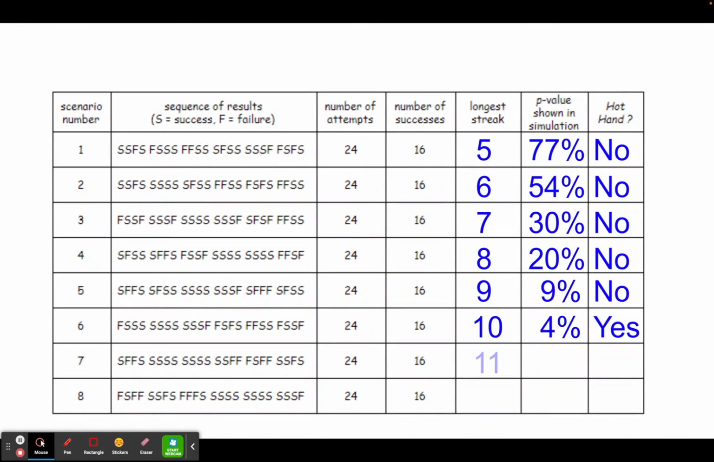In scenario number 7, they have a streak of 11. From the dot plot, we can see that our p-value would be 3%. We would reject. And then with a streak of 12, our p-value would be only 1%, so we would continue to reject the null hypothesis. Now, we might end up with longer streaks. It's possible, for example, that they could have a streak of 13 in a row, or 14, or up to 16 in a row. Obviously, those would all be the same results. The p-value just continues to get smaller and smaller, and we would reject the null hypothesis in each of those cases.